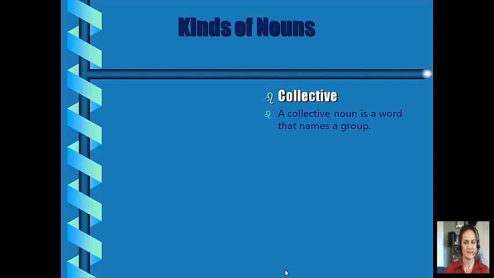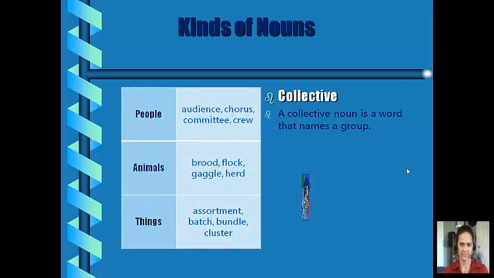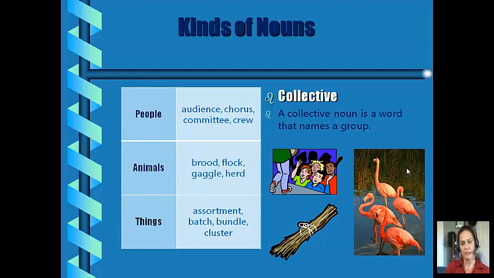Then we have collective nouns. A collective noun is a word that names a group. Representative of people, it could be audience, committee, crew. Representative of animals, it could be brood, flock, a gaggle of geese, herd. For things, an assortment of candy, a batch of cookies, a bundle of firesticks, a cluster of stars. So we have collective nouns.